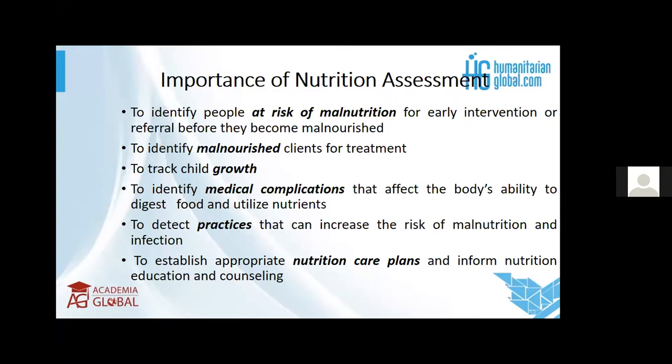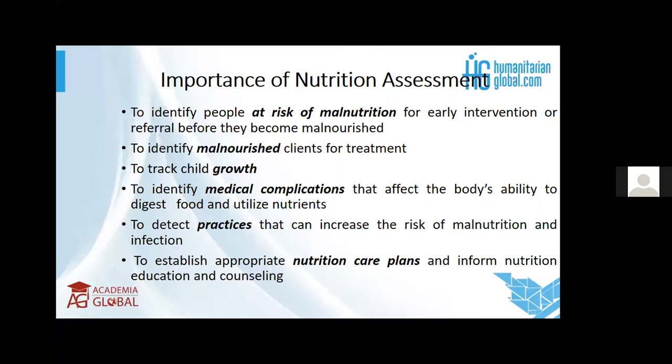Now, the nutrition assessment processes will also help us to detect practices that can increase the risk of malnutrition and infection. There are some practices that various communities and various individuals have, that is the lifestyle or the manner in which they do things. Some people do not eat some things. Some people prepare foods in certain ways that at the end of it all, you might find that there are no nutrients in it. Those practices have an effect on the state of nutrition for some individuals and groups. So it is through nutrition assessment that we realize these practices, and we're able to help these people.